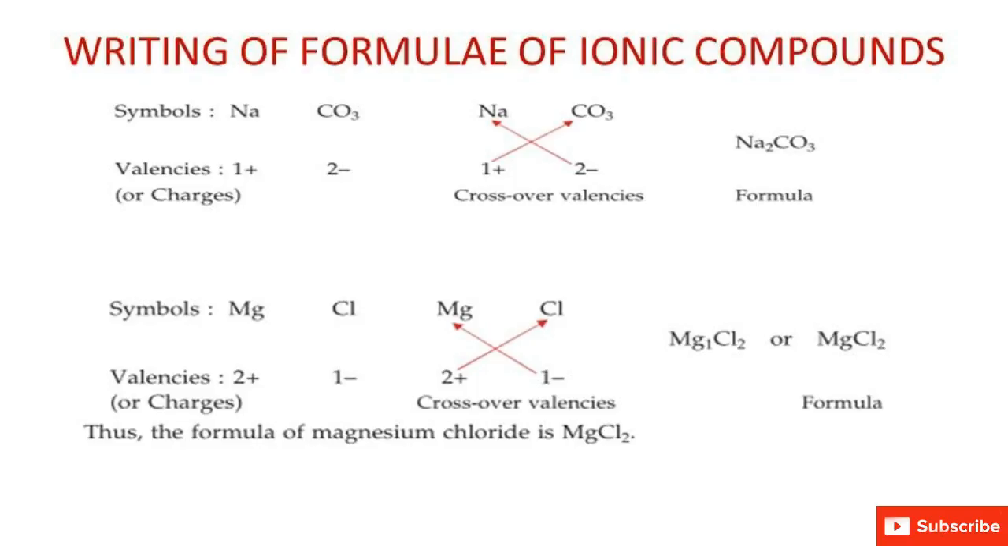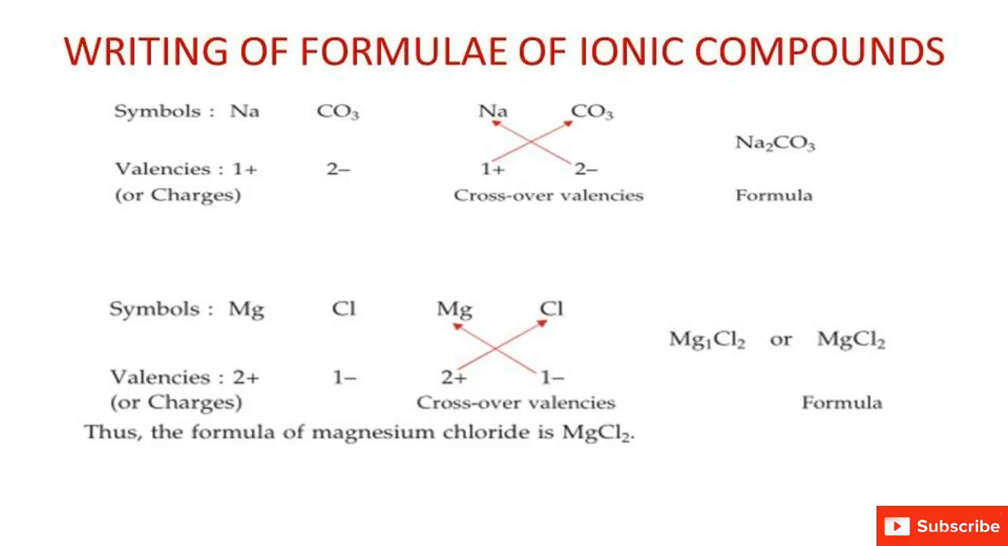Next topic is how to write the formula of ionic compounds. So as we know that ionic compound is made up of ions, that is cation and anion. So we should know the valency of all the ions given in the table in your NCERT book. So let us look at some examples. Sodium carbonate. The symbol of sodium is Na and the symbol of carbonate ion is CO3. Valency of sodium is +1 and the valency of carbonate ion is -2. So now we will cross over the valency to obtain the formula. So we get the formula Na2CO3.